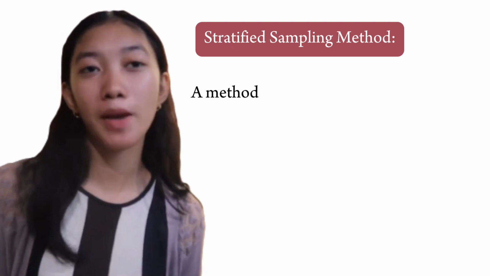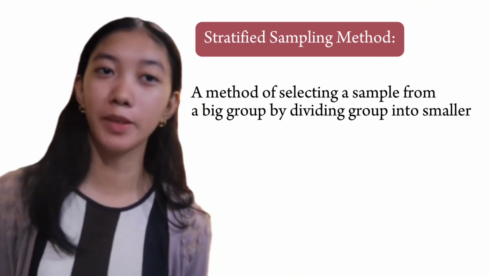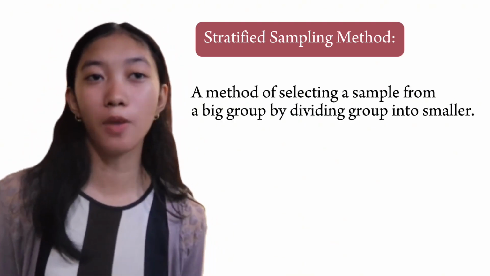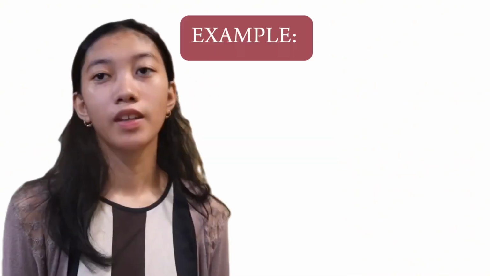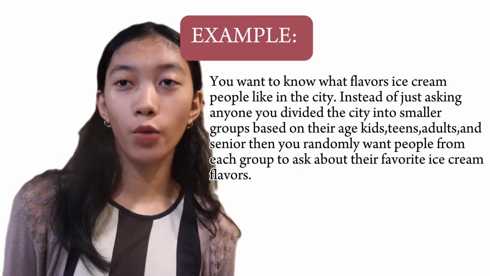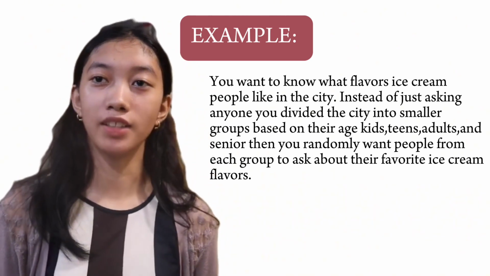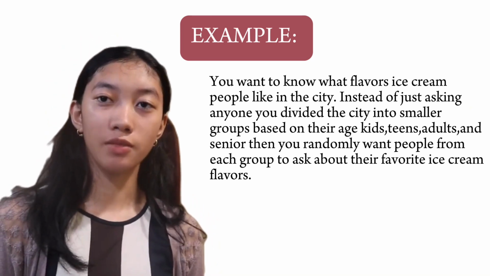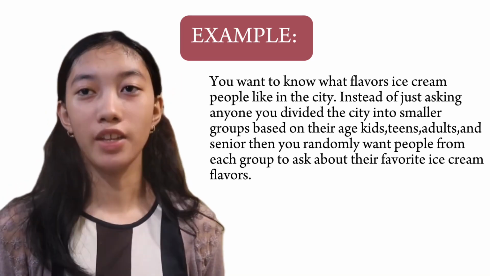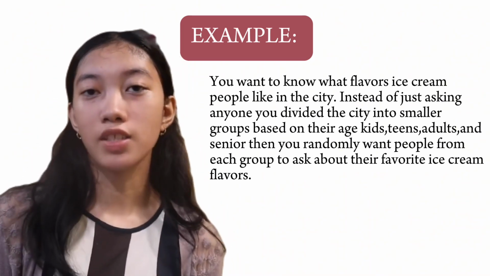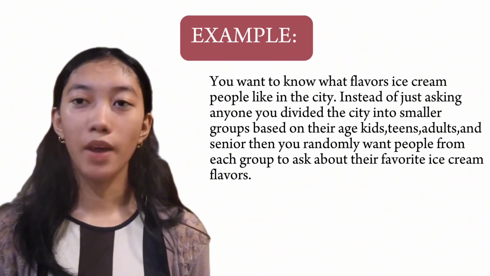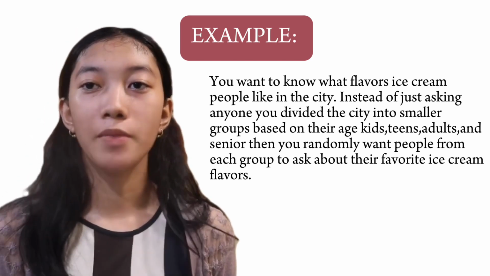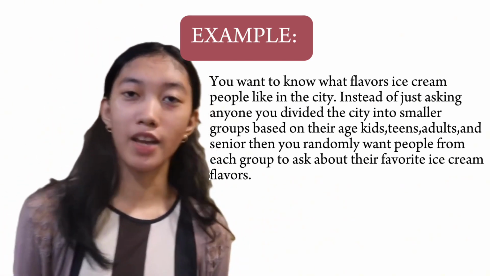So what is stratified sampling? Well, it is a method of selecting a sample from a big group by dividing the group into smaller groups. A sample is randomly chosen from each subgroup. Let's say you want to know what ice cream flavors people like in the city. Instead of just asking anyone, you divide the city into smaller groups based on their age: kids, teens, adults, and seniors. Then you randomly pick people from each group to ask about their favorite ice cream flavors.